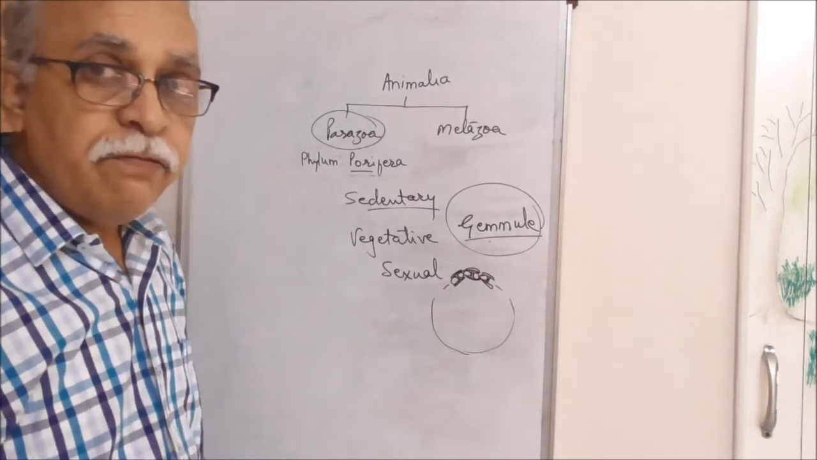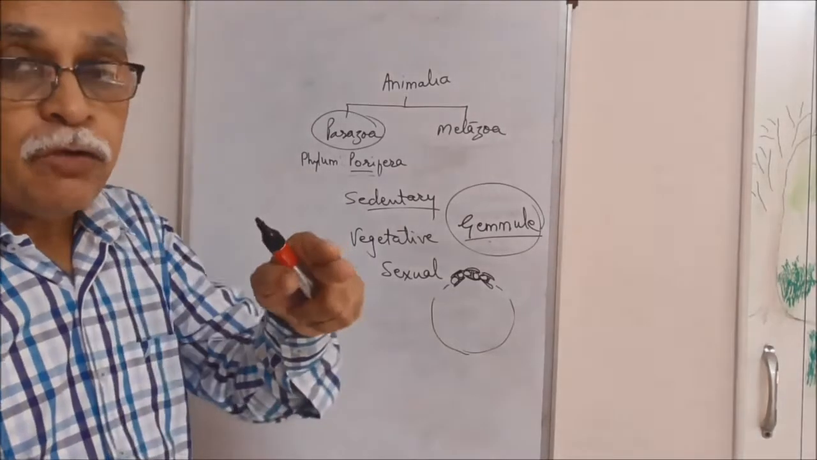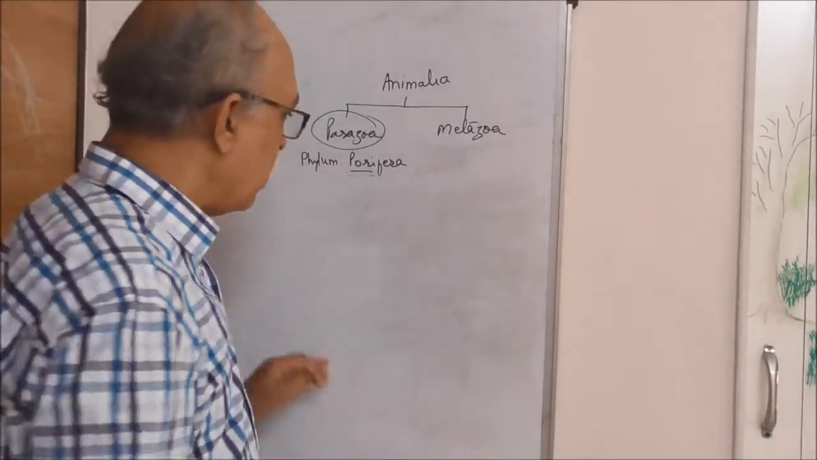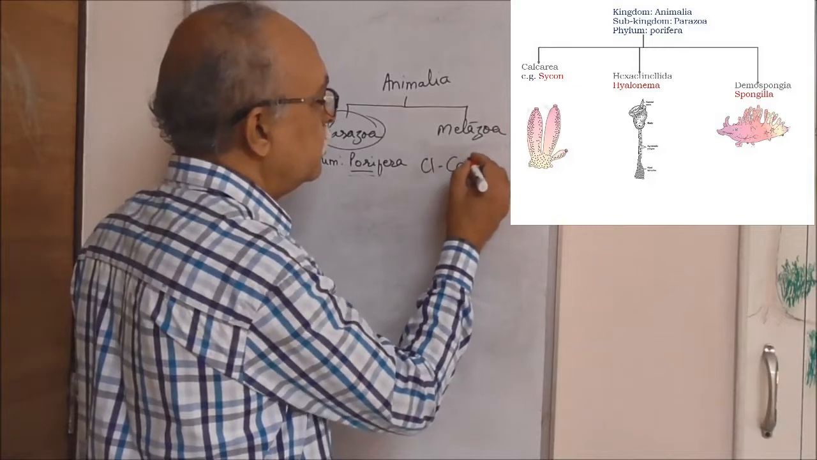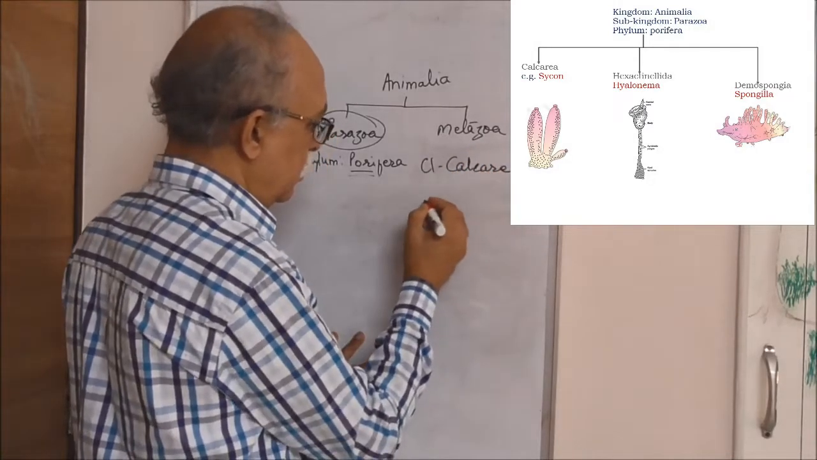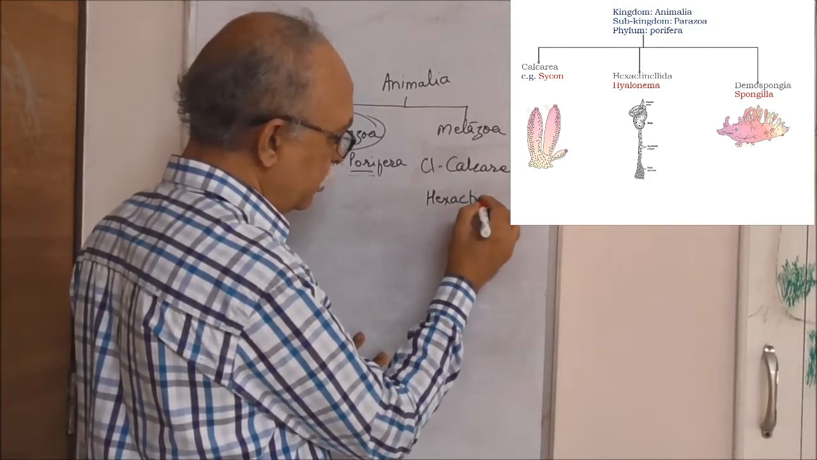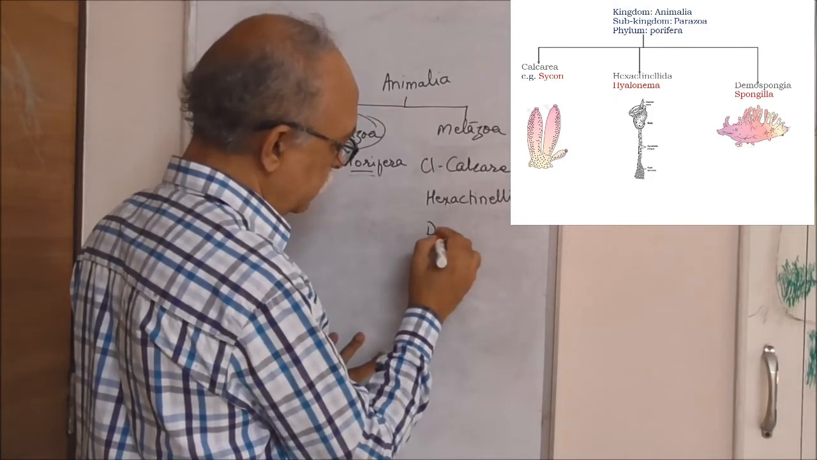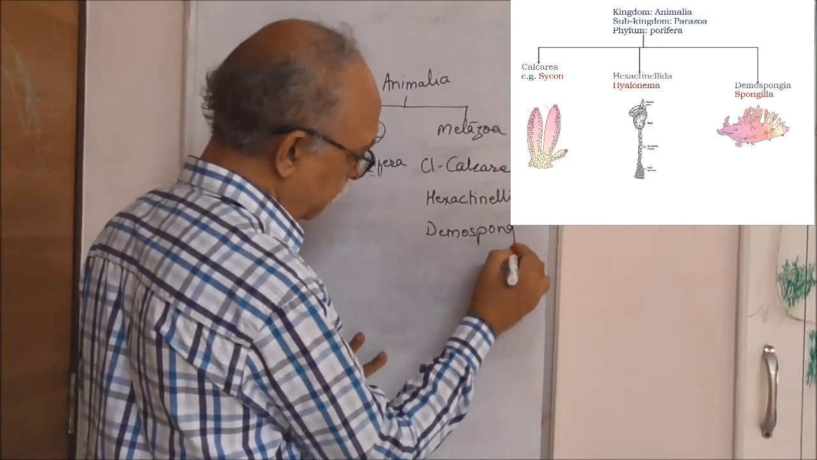Now, this phylum is divided into different classes on the basis of the type of skeleton it has got. Three classes I would talk about. Class Calcarea, class Hexactinellida, and class Demospongia.